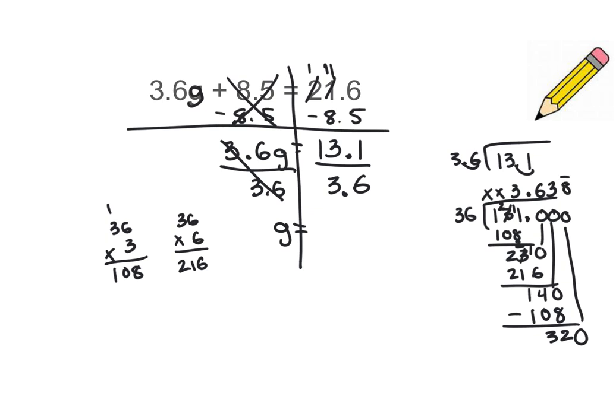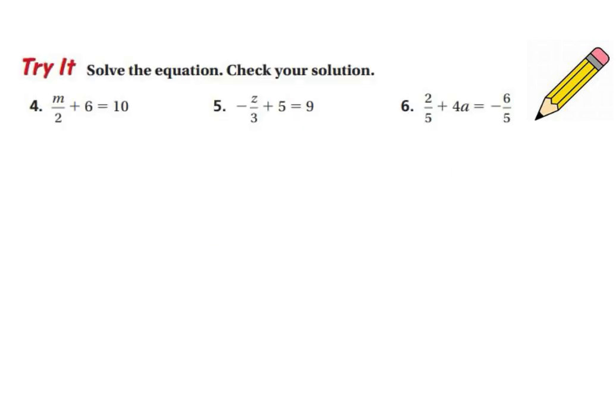So G equals 3.638 repeating. Now you try it for 4 through 6. Solve the equation.